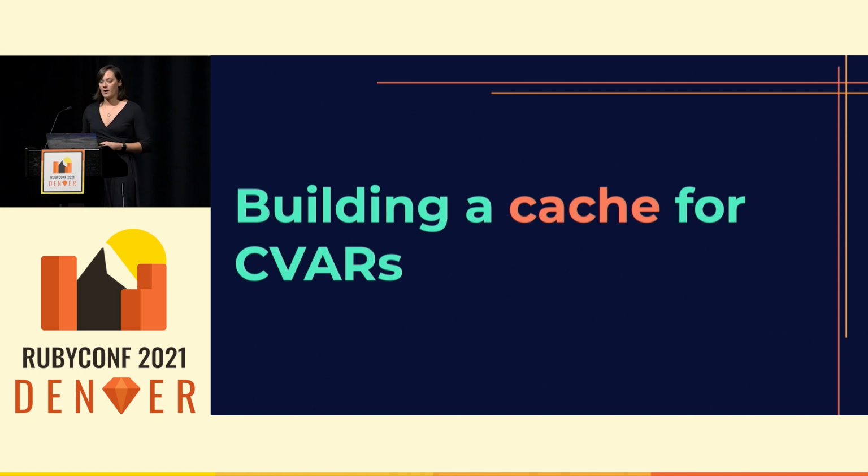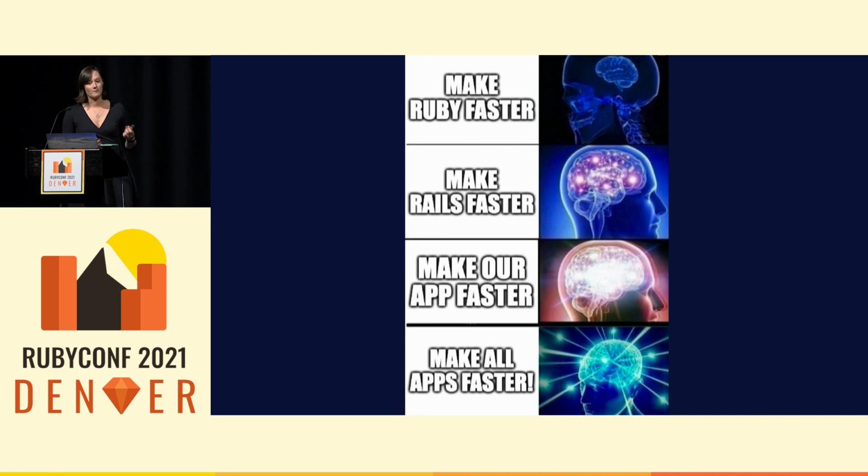So while it was a difficult project that took us a really long time, we wanted to pursue it because we knew that class variables were slow and that their slowness was affecting every single application. If we could make class variables faster, we'd make Ruby faster. If we make Ruby faster, we make Rails faster. And if we make Rails faster, we make our applications faster, and then your application faster. This was an opportunity to improve the performance of every single code base that uses class variables.